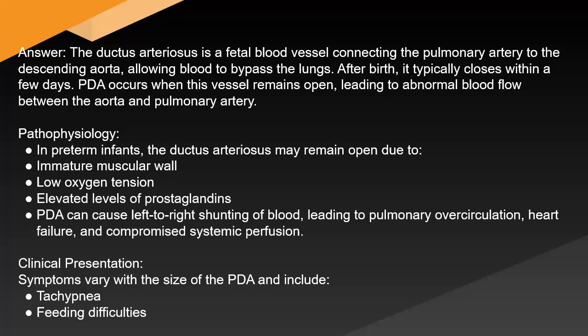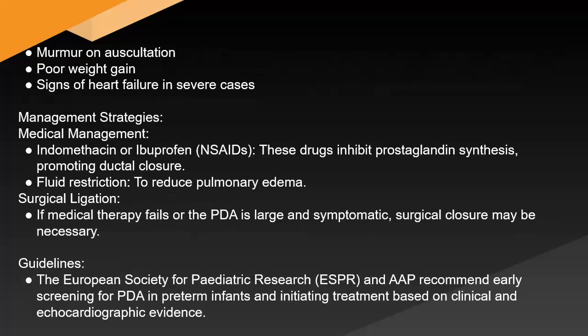Pathophysiology. In preterm infants, the ductus arteriosus may remain open due to immature muscular wall, low oxygen tension, and elevated levels of prostaglandins. PDA can cause left-to-right shunting of blood, leading to pulmonary overcirculation, heart failure, and compromised systemic perfusion. Clinical presentation. Symptoms vary with the size of the PDA and include tachypnea, feeding difficulties, murmur on auscultation, poor weight gain, and signs of heart failure in severe cases.